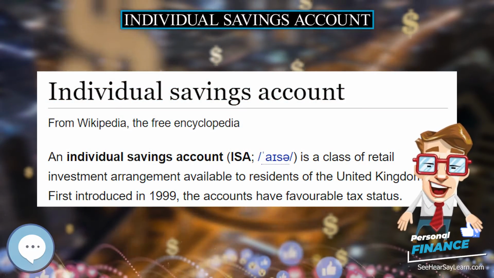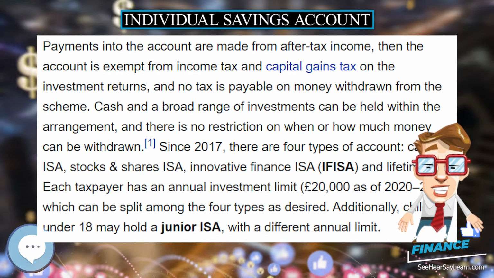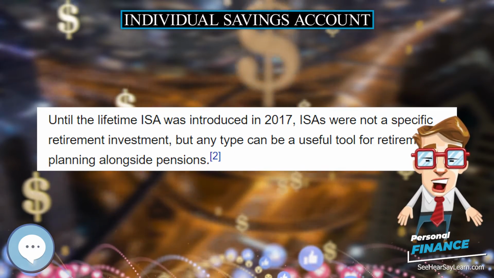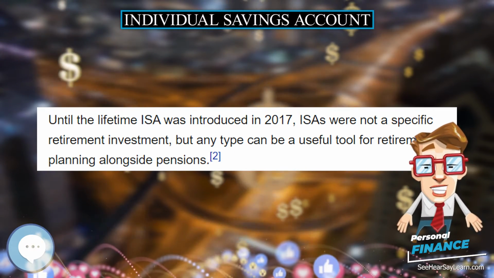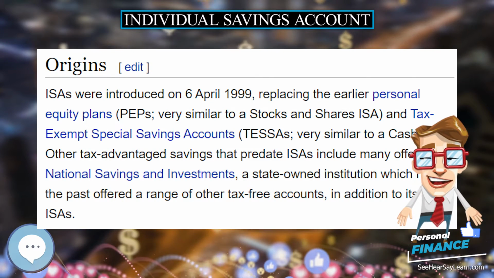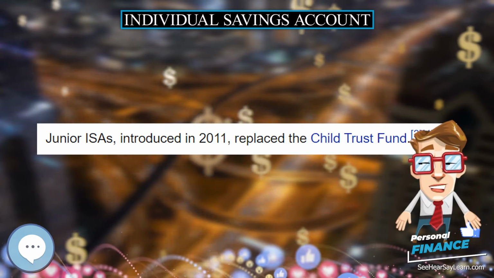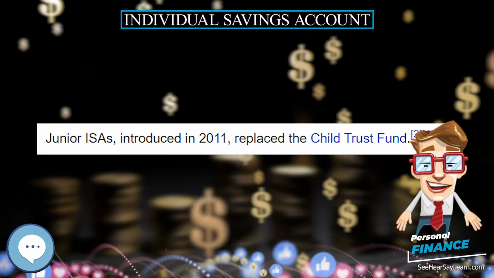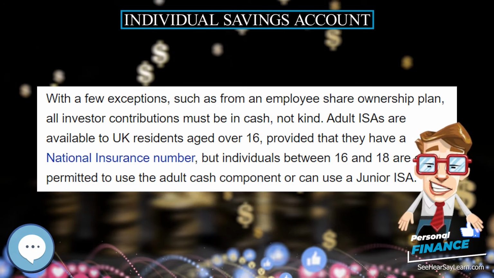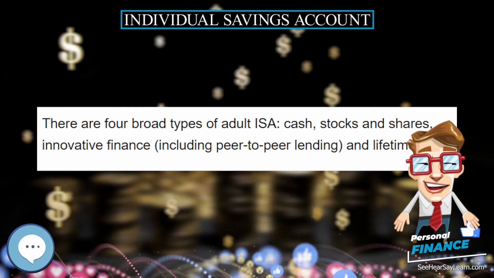Individual Savings Account. An individual savings account, ISA, is a class of retail investment arrangement available to residents of the United Kingdom. First introduced in 1999, the accounts have favourable tax status. Payments into the account are made from after-tax income, then the account is exempt from income tax and capital gains tax on the investment returns, and no tax is payable on money withdrawn from the scheme.